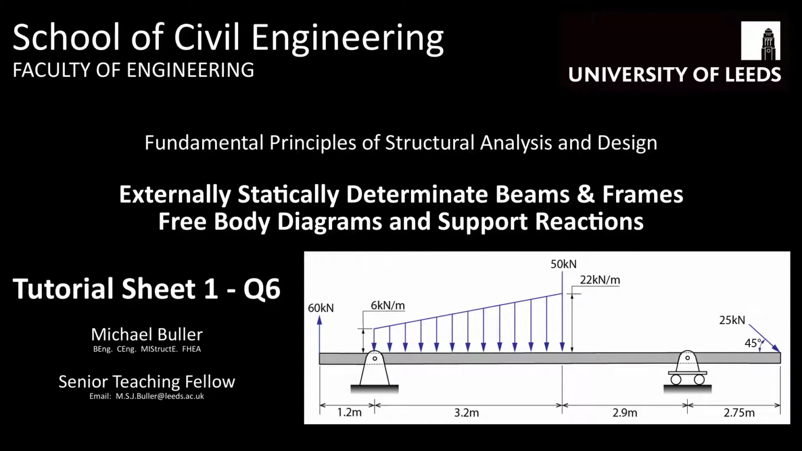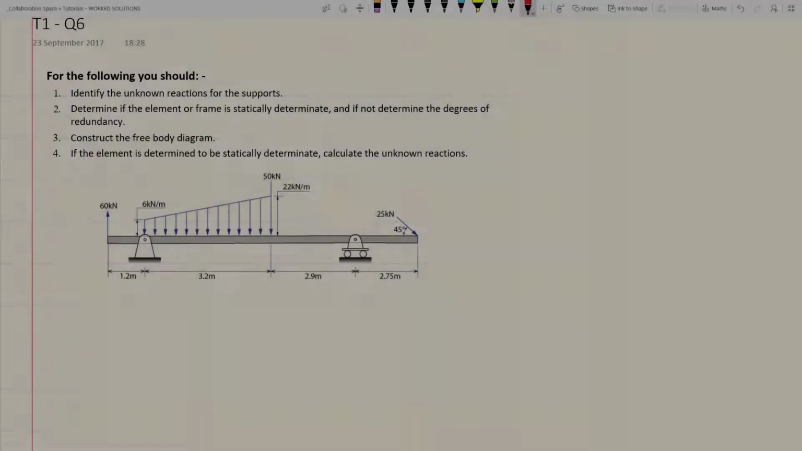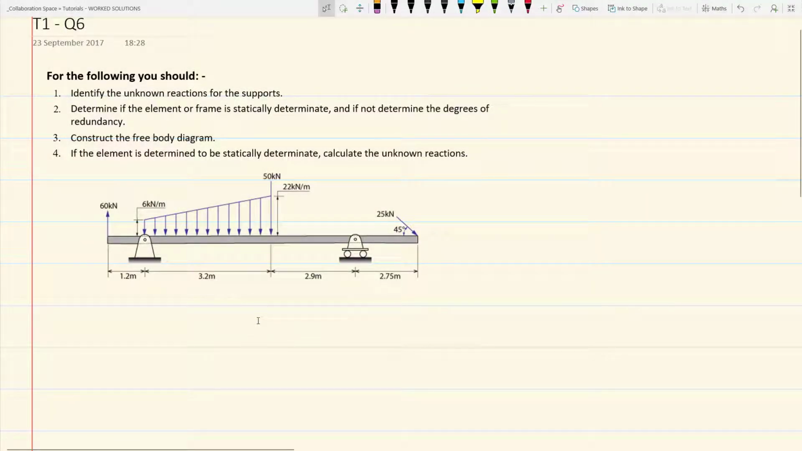Hello, my name is Mike Buller, and this video explores some of the fundamental principles relating to structural analysis and design. Consider a simply supported beam spanning between a pin support and a roller. The beam has two cantilevers, one to either end, and is subject to a uniformly distributed load and a triangular load, both acting over the same portion of the beam, two vertical point loads and one inclined point load.